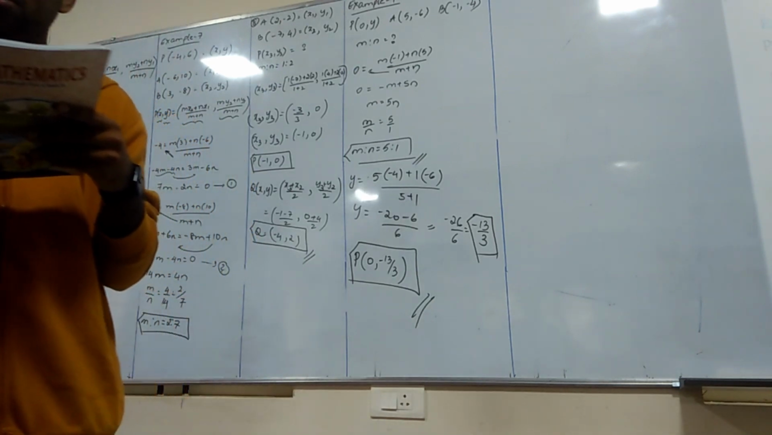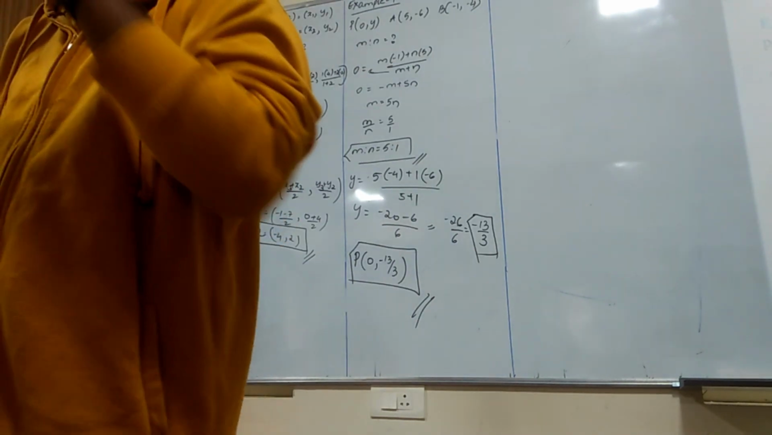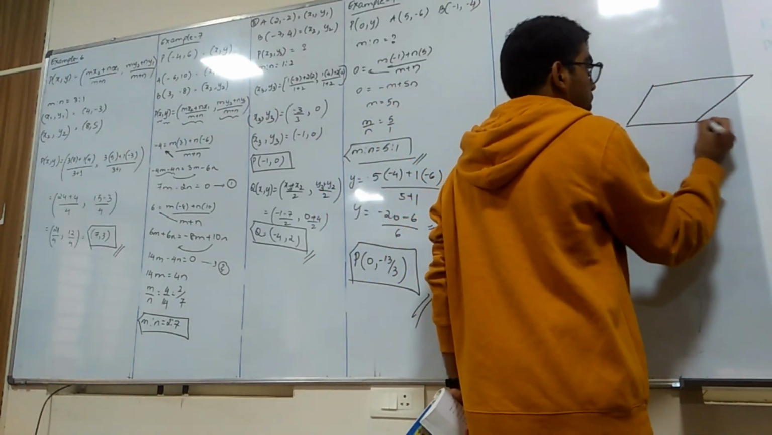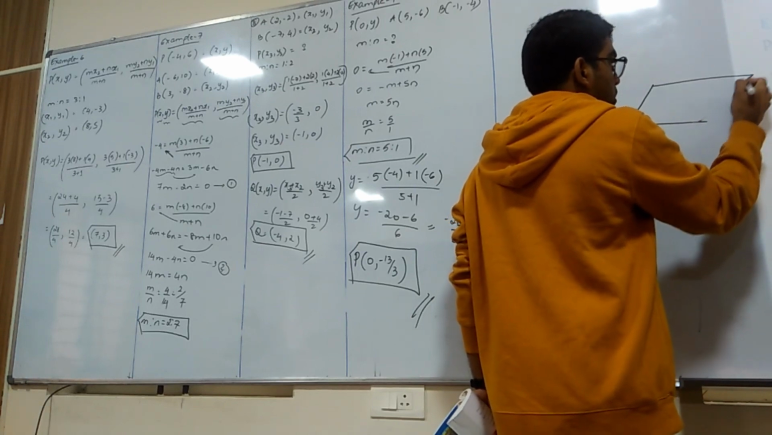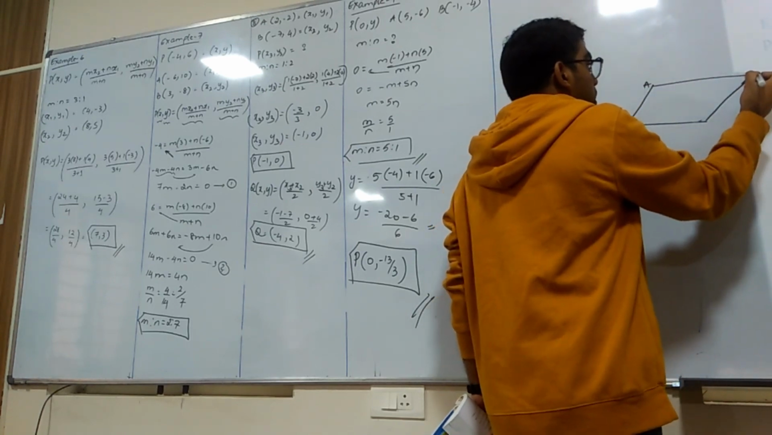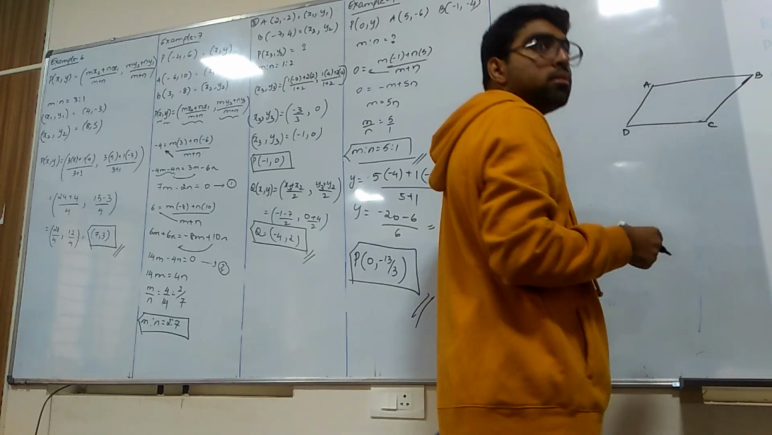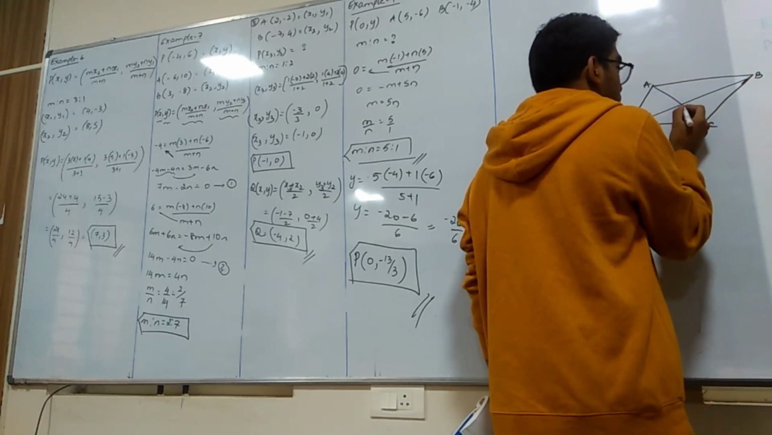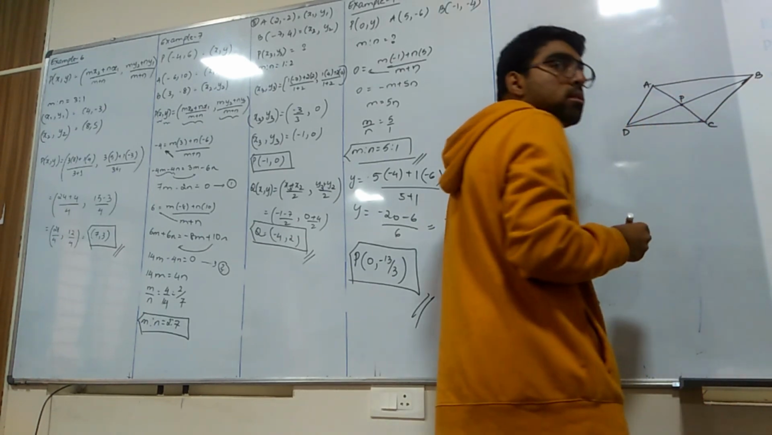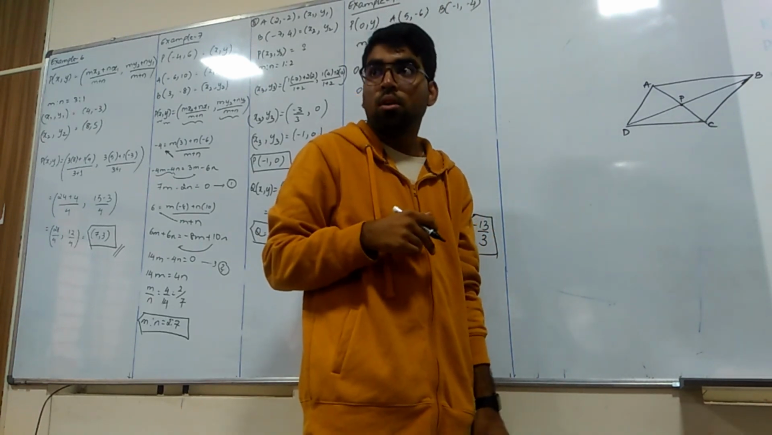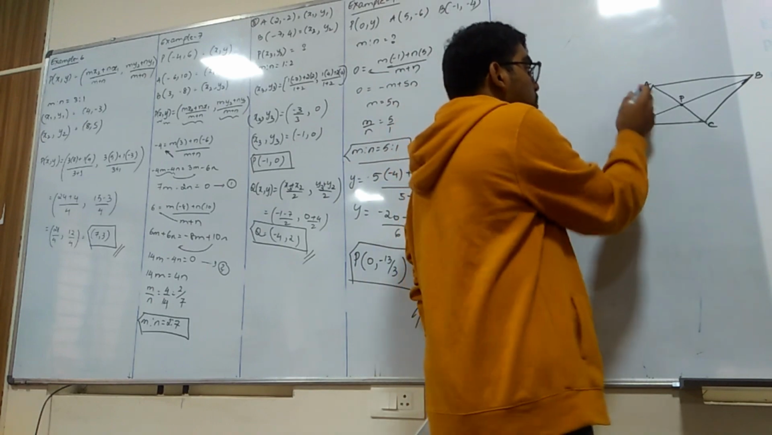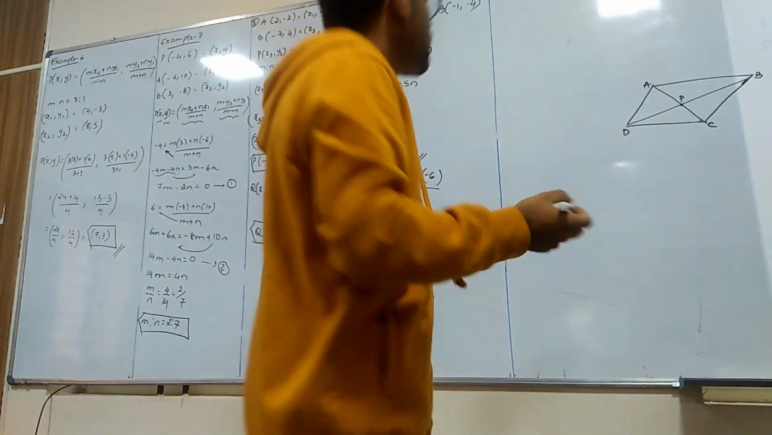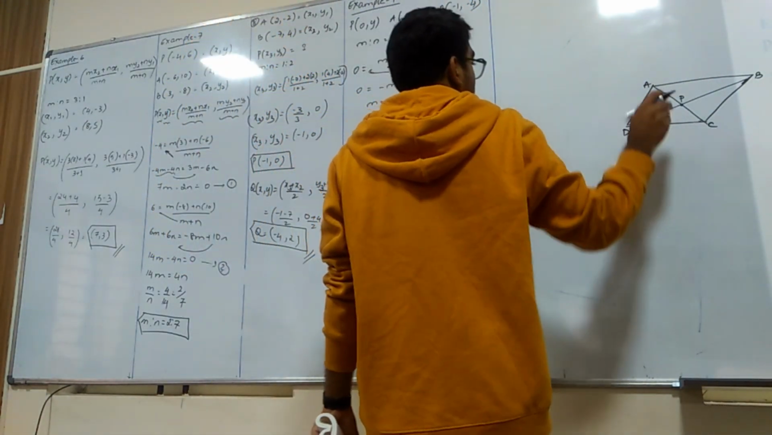What happens in a parallelogram? I'll draw the diagram. See, this is a parallelogram. Okay, A, B, C, and D. If you have a diagram like this, the diagonals bisect each other. It is the midpoint for both. So midpoint of AC is equal to midpoint of DB.